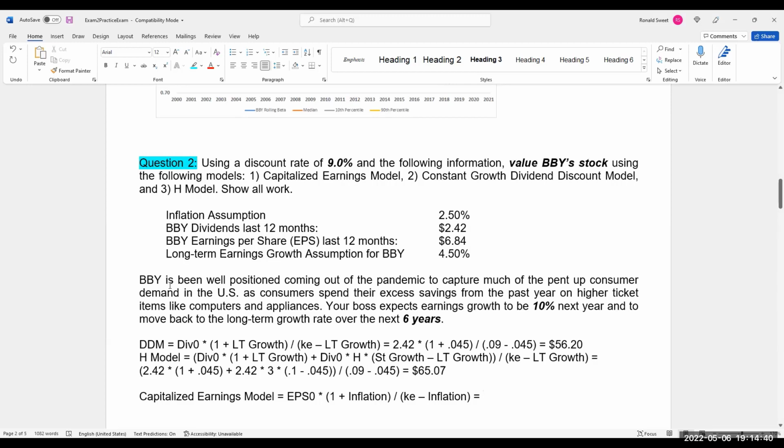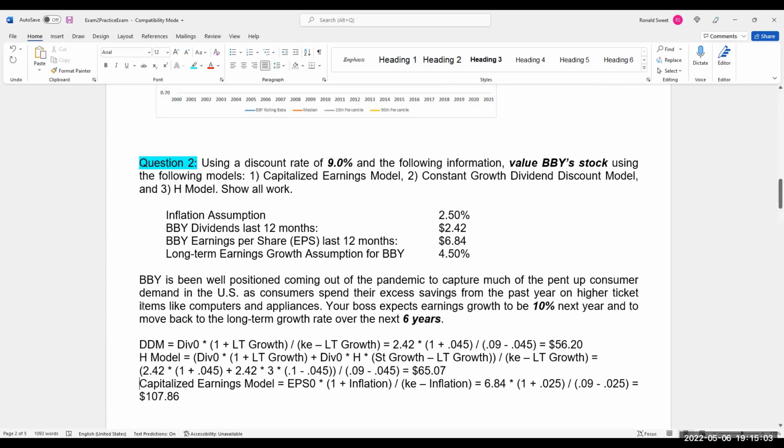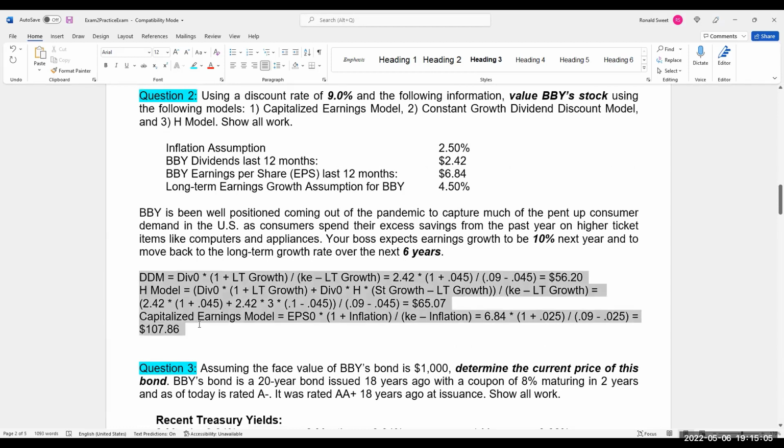All right, and then this one, 684 times 1 plus 0.025. That's our inflation number up there. Divided by 0.09 minus 0.025. And here I get 107.86. All right. So if anyone didn't get those, let me know.